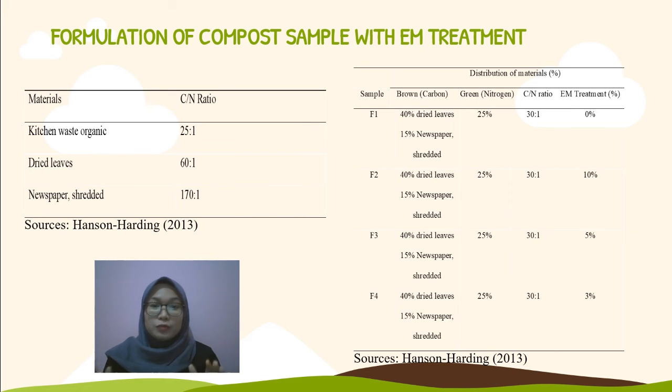Okay, formulation of compost samples with EM treatment. For the compost, I will follow the table, which is the material, kitchen waste, organic, dry leaf and newspaper, based on their carbon nitrogen ratio. For compost samples, I will make 4 samples, F1, F2, F3 and F4. All the samples use the same compost ratio, but for F1, we do not put the EM treatment because F1 is the control. F2 I will put 10%, F3 I will put 5% and F4 I will put 3% only.